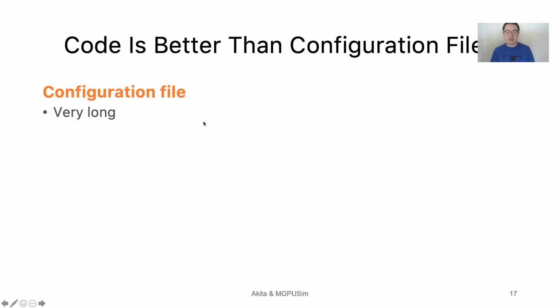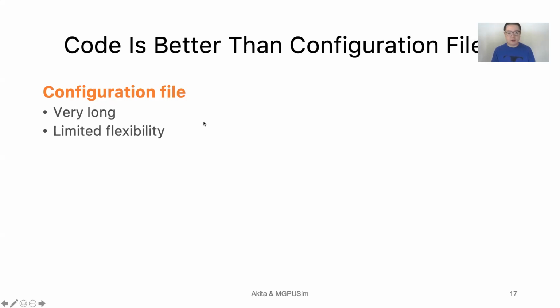Typically, the configuration file itself is very long. We have written configuration files that are hundreds or thousands or even millions of lines long. And it actually has very limited flexibility. We can only configure systems that are allowed by the programmer who developed the simulator. If the simulator developer doesn't provide the flexibility for us to configure a system, then we cannot configure a system in that way.